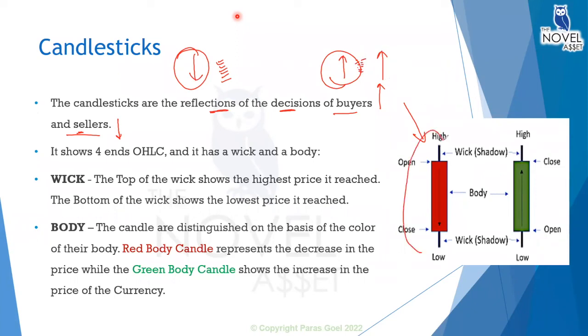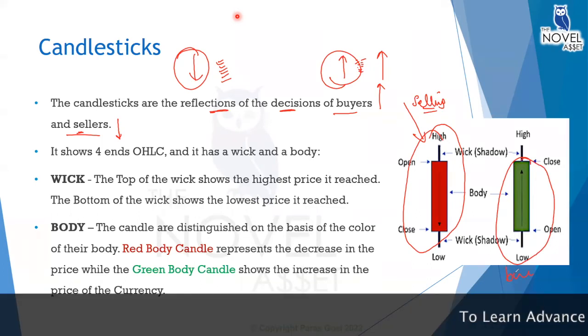Now, when there is a formation of a red candle for the day, that means what? There was huge selling in the market. And similarly, when there is a green candle formation for the day, that means there was huge buying in the market, right?